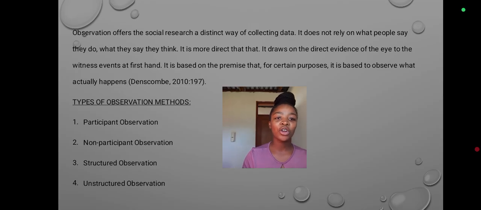It does not rely on what people say they do or what they say they think. It is more direct than that. It draws on the direct evidence of the eye to witness events at first hand. It is based on the premise that, for certain purposes, it is best to observe what actually happens. There are four types of observation methods: participant observation, non-participant observation, structured observation, and unstructured observation.